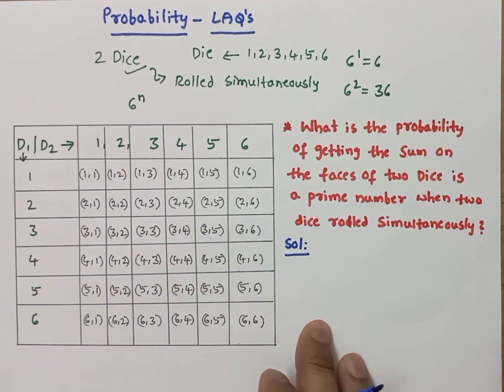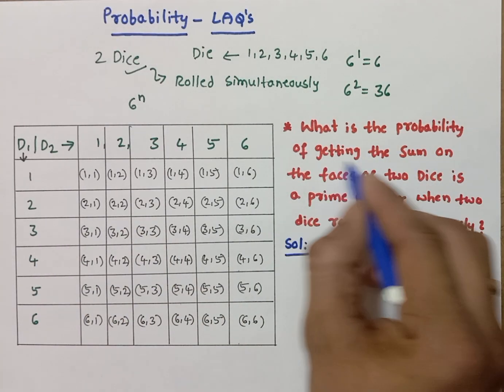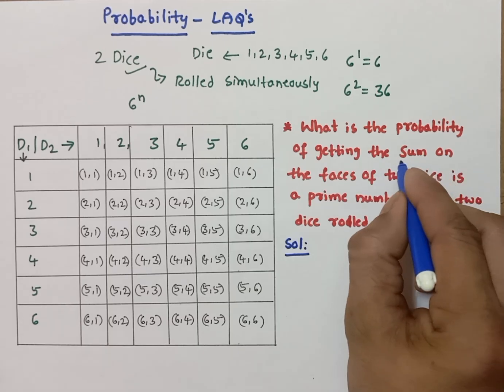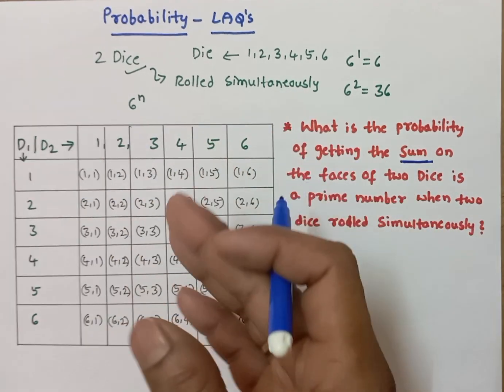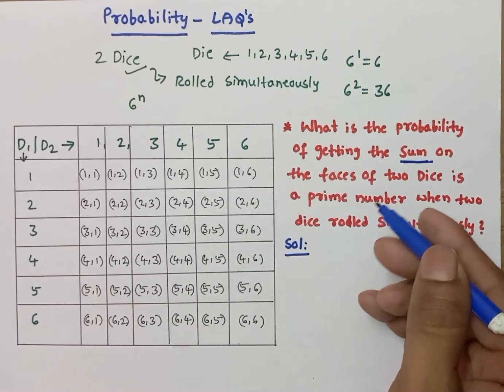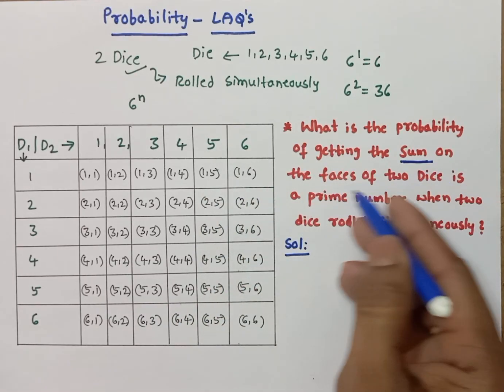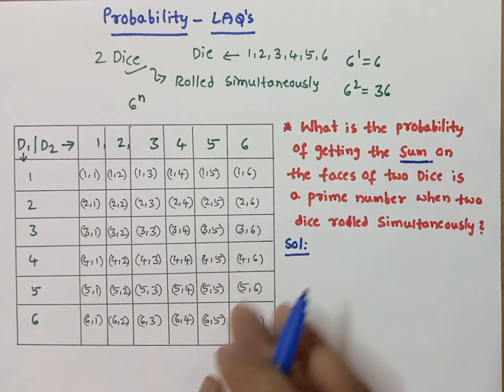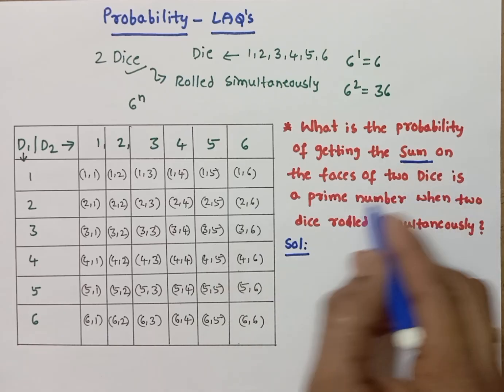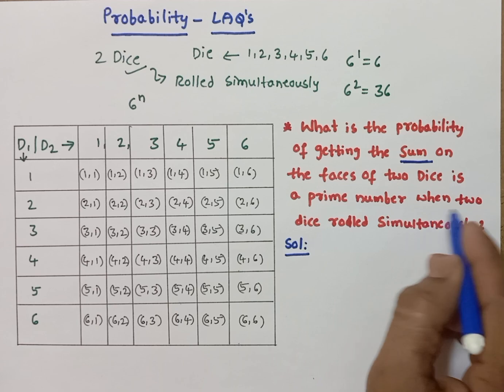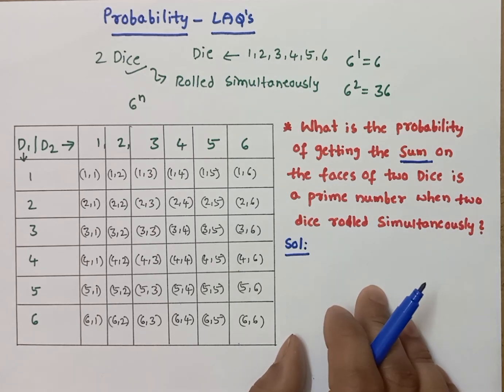So the question may be asked like this: what is the probability of getting the sum on the faces of the two dice? Whenever two dice are rolled, the sum of the faces of the two dice, whatever numbers appear, is equal to a prime number. So the sum of the two dice can be a prime number. What could be the probability?